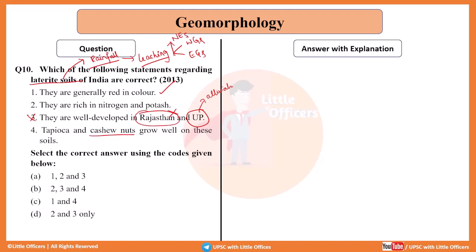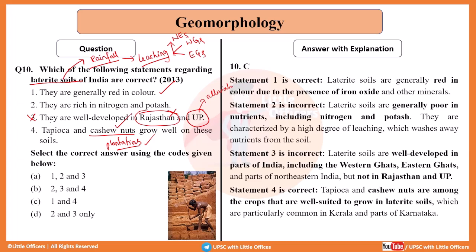Tapioca and cashew nuts grow well in these soils. See, laterite soils are known for plantations, particularly plantation of cashew nuts. Even if you look at the Eastern Ghats or Western Ghats slopes, a lot of cashew nut plantations are there, and they are very good. Laterite soils are very good for plantation crops. So probably this fourth statement is right because of it. Now, how many statements are going to be right? We have removed the second statement and also the third statement. First is right and four is right. So two statements are right. So you can come across option C.